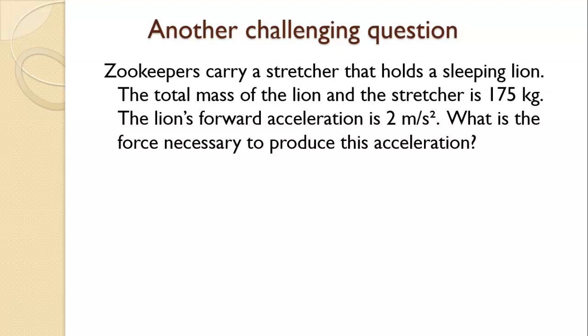Again, force equals ma. Force equals mass times acceleration. Our mass is 175 kilograms. We're going to multiply that times our acceleration of 2 meters per second squared, which gives us an answer of 350. 350 what? Well, it's 350 kilograms times meters per second squared. Another way to say that is 350 newtons.